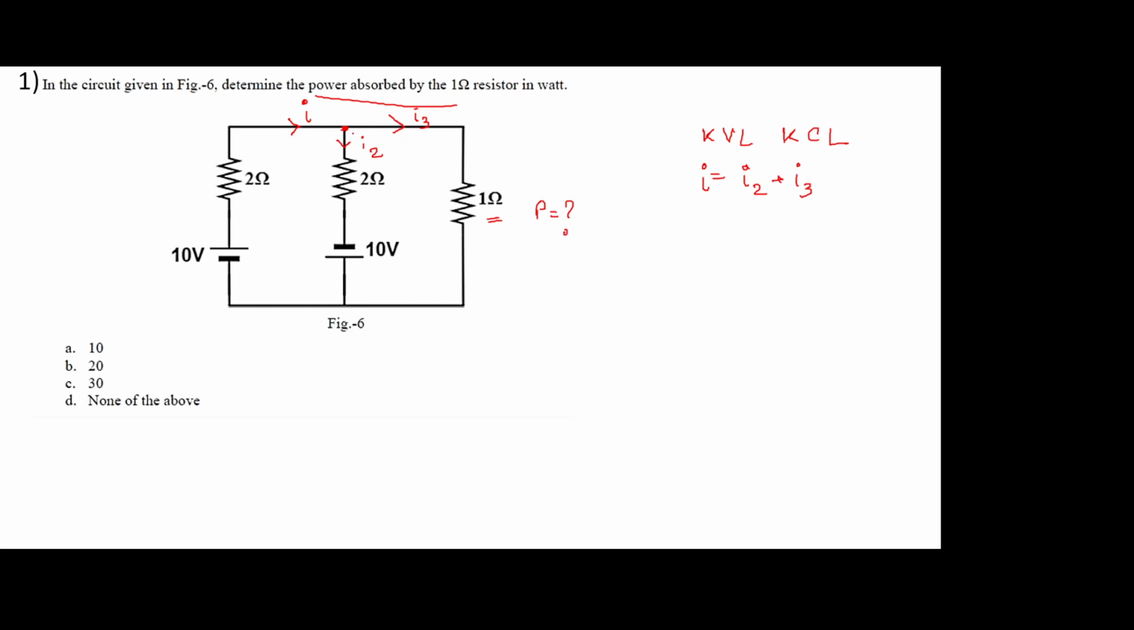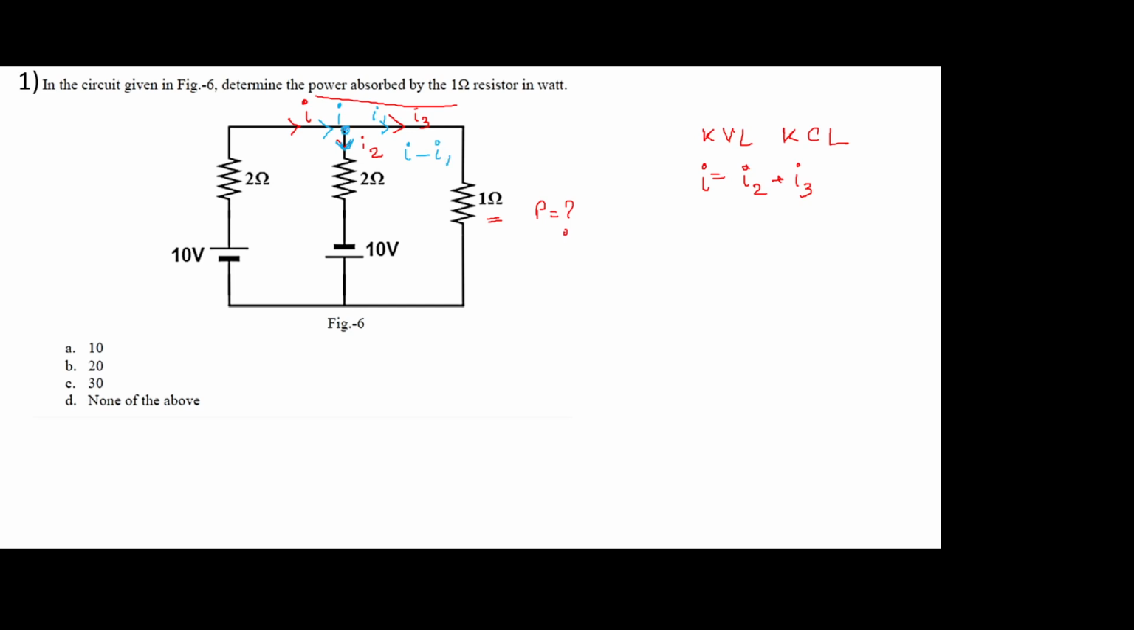See, there are several approaches you can take to tackle this problem. Suppose, instead of taking individual currents across each branch, you simply take one current here, I. If I1 flows through here, what will be the current flowing through here? It will be I minus I1, right?